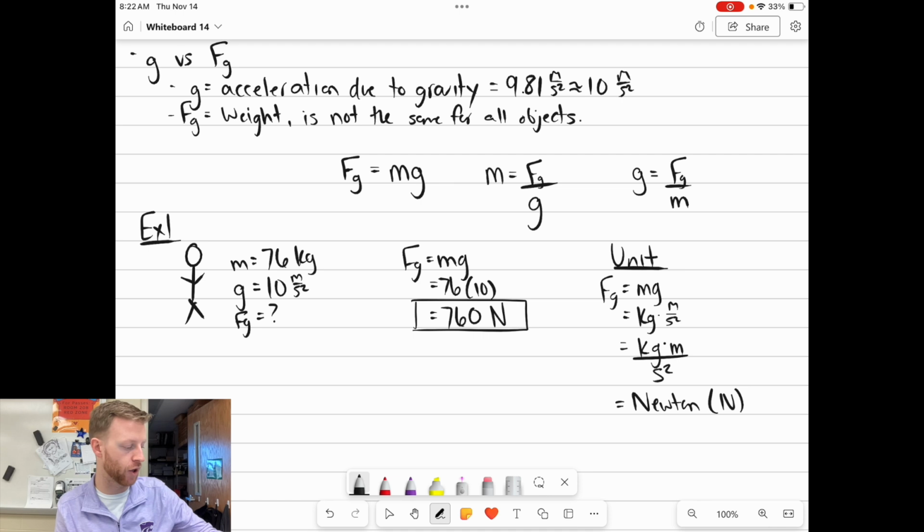So now you should be able to go and use this equation. You should be able to solve for different variables. It is always assumed that if we are on Earth, then g is 10. Other planets, we don't know. You can try and figure that out.